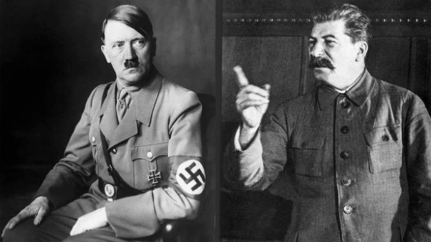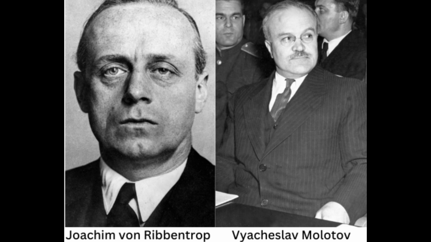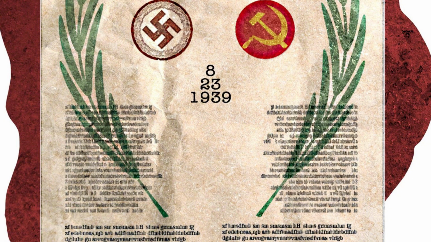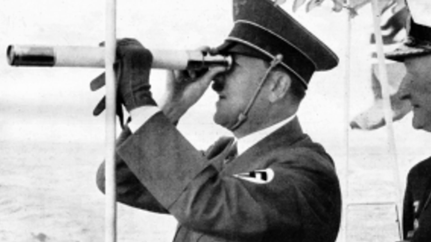On August 23, 1939, Hitler's foreign minister, Joachim von Ribbentrop, and Soviet foreign minister Vyacheslav Molotov signed the Molotov-Ribbentrop Pact. This non-aggression treaty promised that neither country would attack the other, allowing Hitler to focus solely on Poland. But the pact had a secret clause. Both Germany and the Soviet Union agreed to divide Poland between them.